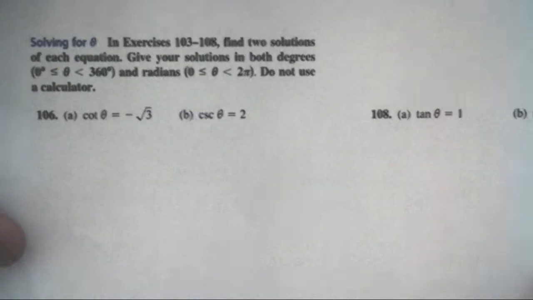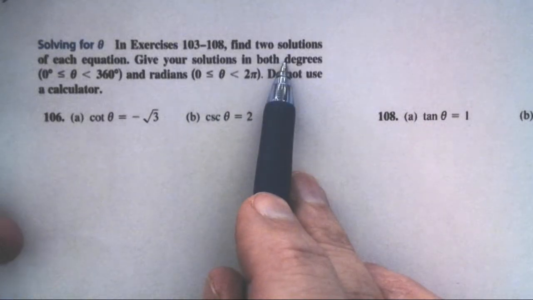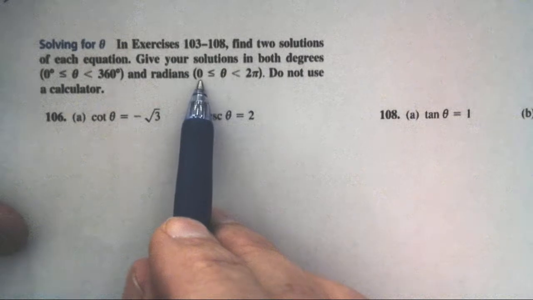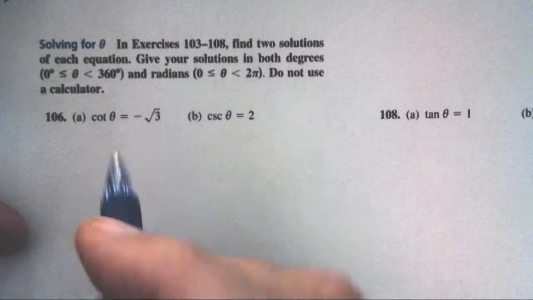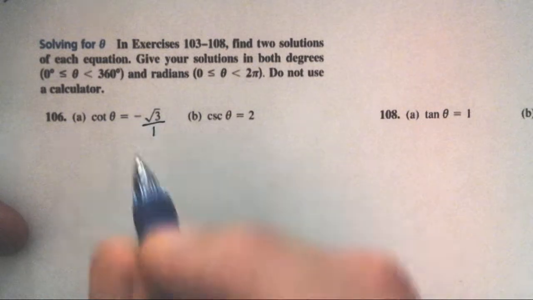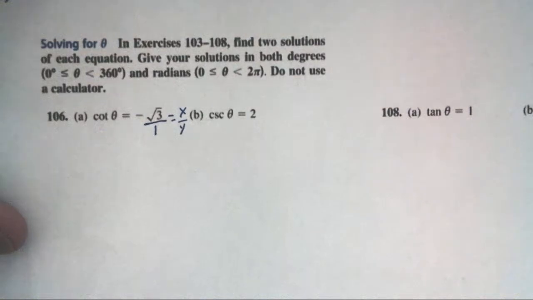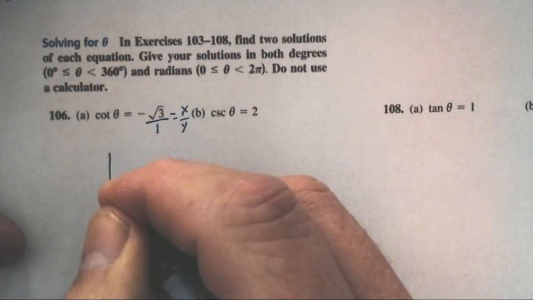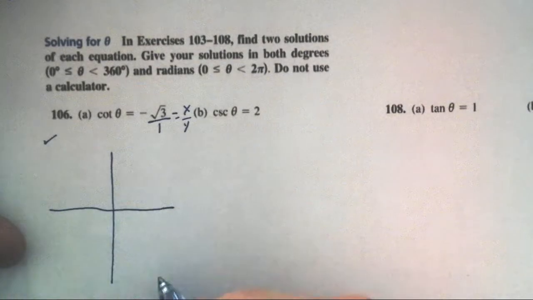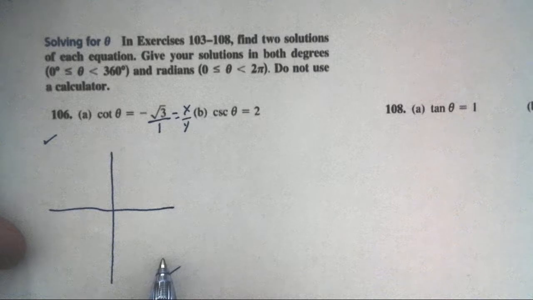Okay, wrapping up here. Find two solutions of each. Give your solutions in both degrees and radians, and we're going to go one positive revolution in degrees and one positive revolution in radians. And cotangent is negative square root of 3 or negative square root of 3 on 1, and that is the x to y ratio. So where can cotangent be negative? Here and here. All students take cotangent is positive here and here, negative here and here.